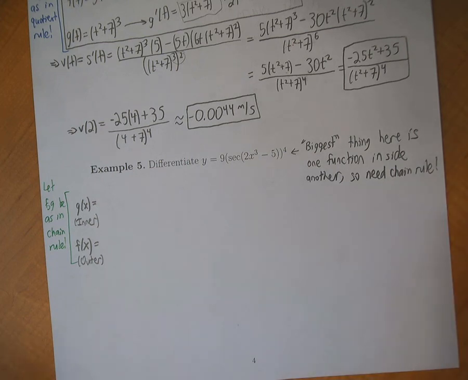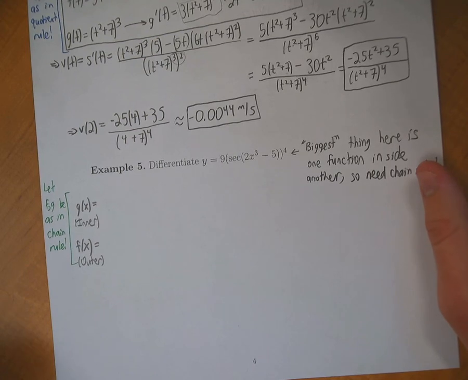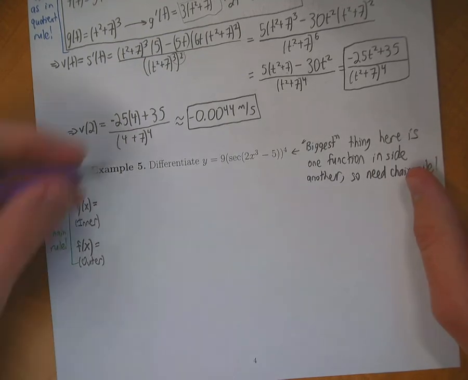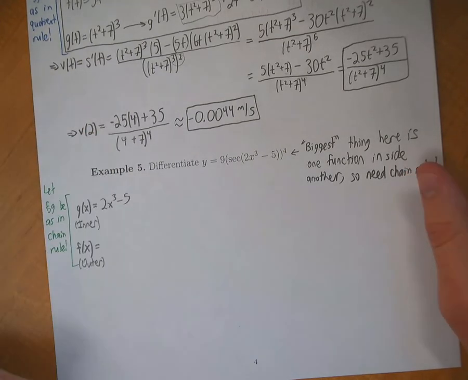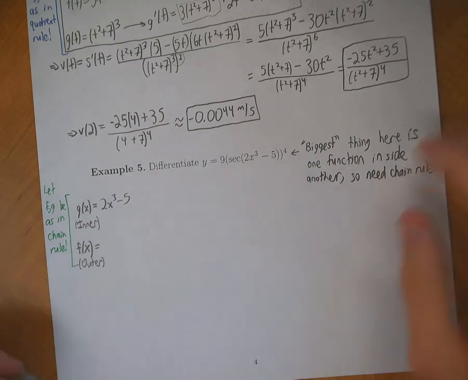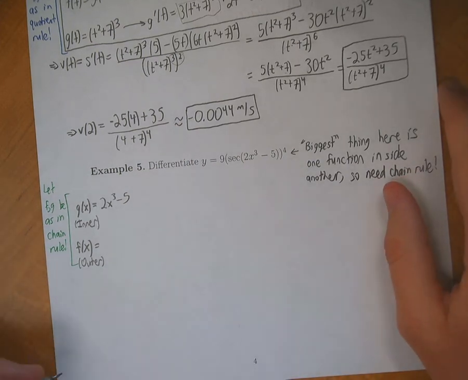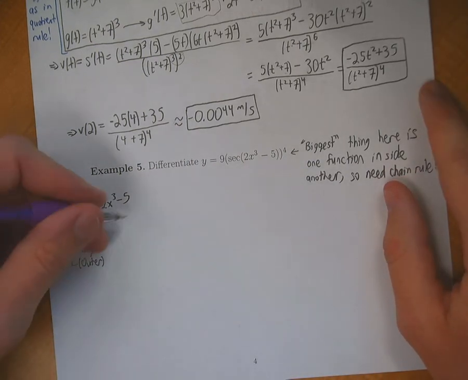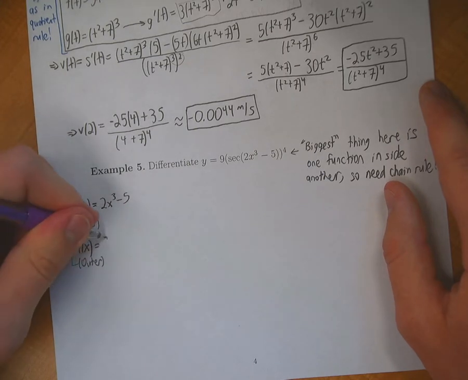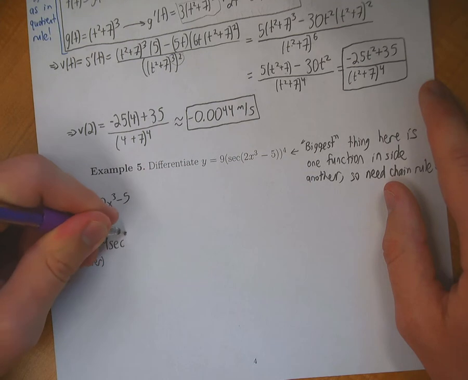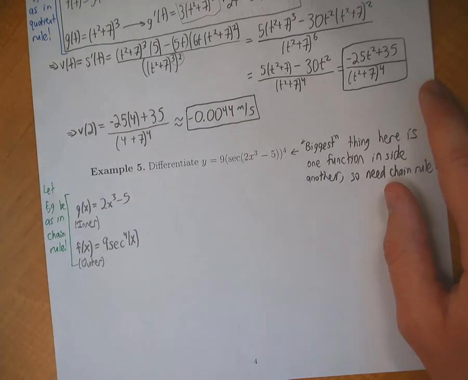So I guess, just for consistency with the warm-up, we'll let g of x be 2x cubed minus 5. You can use secant if you want, but I'm going to use the cubic here to be consistent with the warm-up. Because if we do that, our outer function becomes 9 times secant to the 4th of x. But, oh wait a minute, we already know the derivative of this, don't we? That was exactly the warm-up.